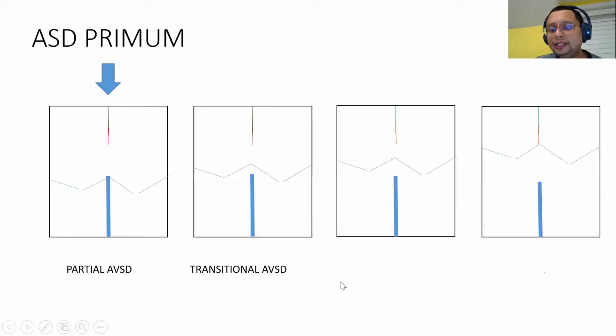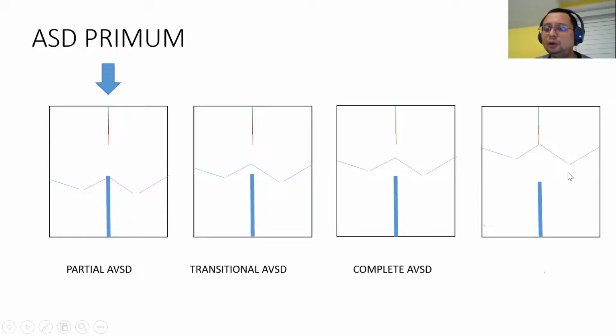What's the difference between this and these two? Okay, that's not a lot. So the difference is again the attachment of the common AV valve. In this situation, you have a big ASD and also a big ventricular septal defect. The ventricular septal defect is big and non-restrictive. So this is what we call a complete AV canal defect.